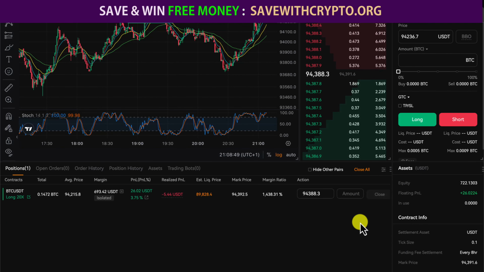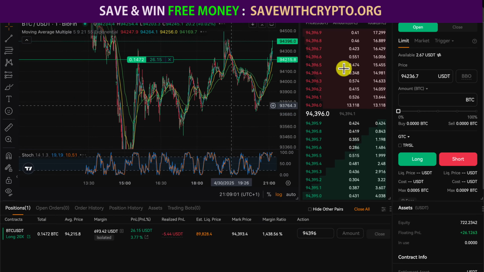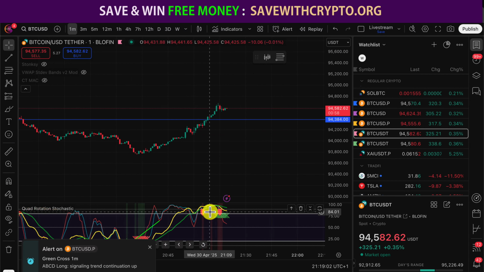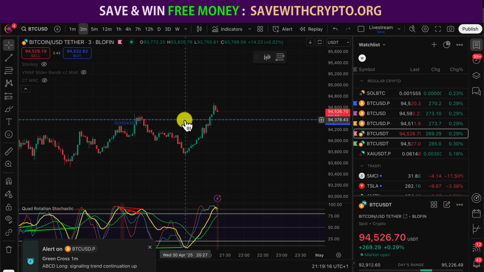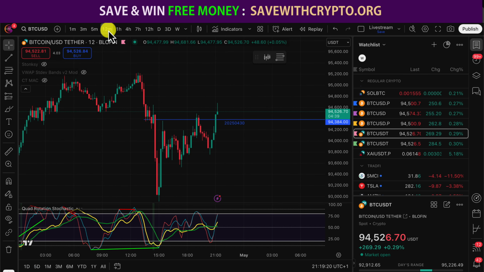So I think I'm back in profit now. Yeah, $26 back in profit, 3.48%. But no worries, we're back in profit. Now at the moment on the 1 minute, we are starting to see the opposite of this. You've got the red arrows down and these green crosses appearing. The 3 minute looks kind of similar, but let's check the 12 minute. See, on the 12 minute, you're not there yet, so I think there's a little bit more upside left.